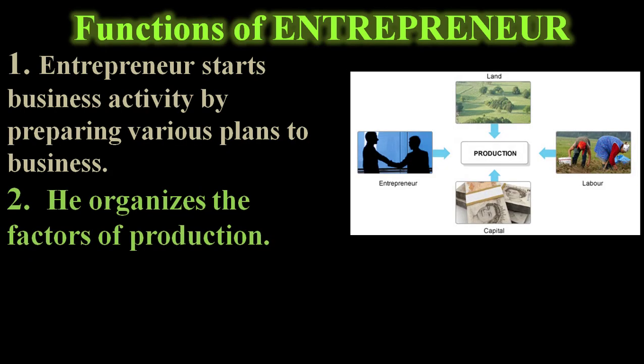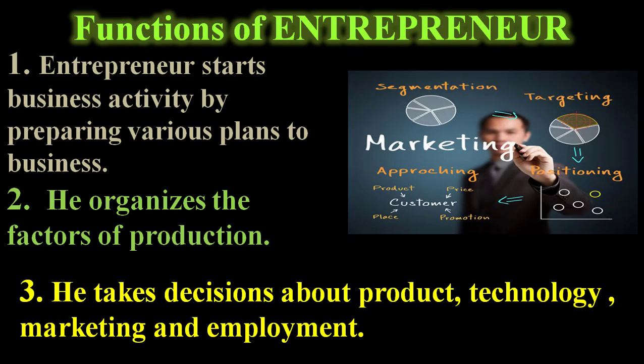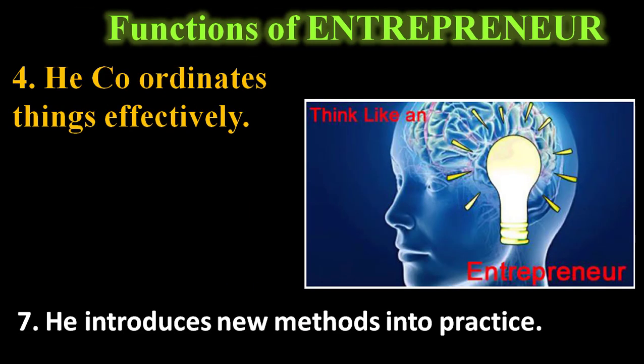He organizes the factors of production. So you know that the very important factors of production are land, labor, capital and organization. Among these, he promptly organizes the factors of production. He takes decisions about the product, technology, marketing and employment. So in that way, the entrepreneur plays a very important role, and he coordinates things effectively. So that is the fourth point. So think effectively by an entrepreneur.